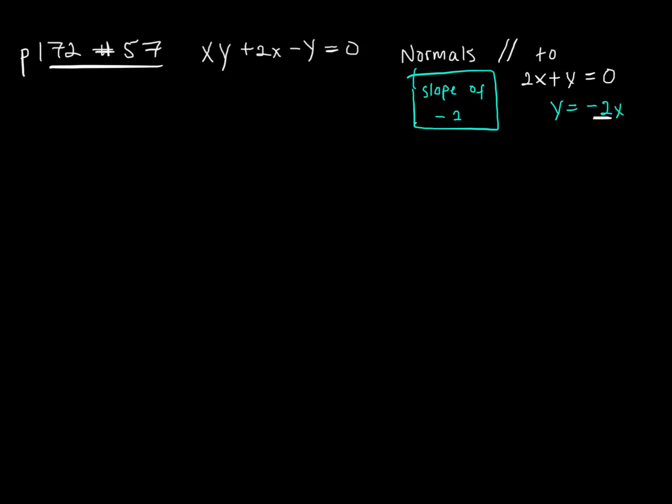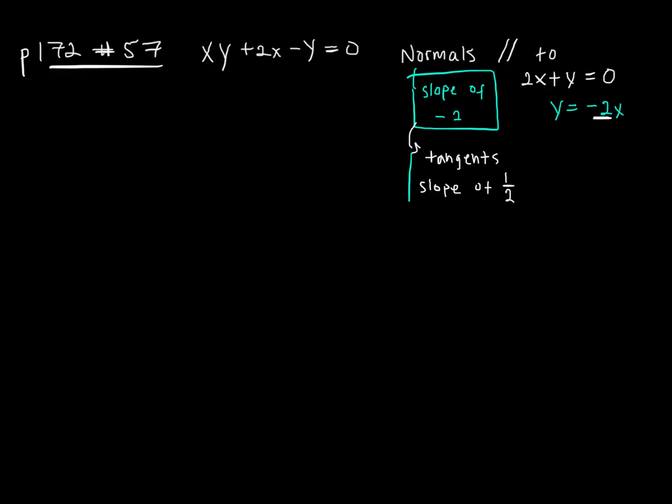Well, what does that mean? That means that we want tangents that have a slope of 1/2. Because if you have a tangent that has a slope of 1/2, the opposite reciprocal is negative 2. So if you find where the tangents have a slope of 1/2, the normals at that point will have a slope of negative 2, and that's going to be parallel to this line here.